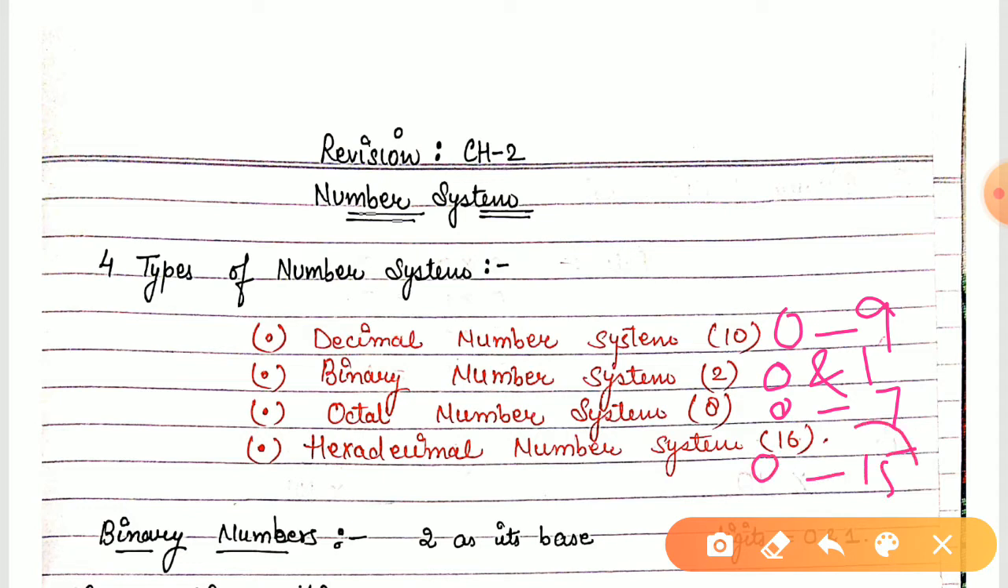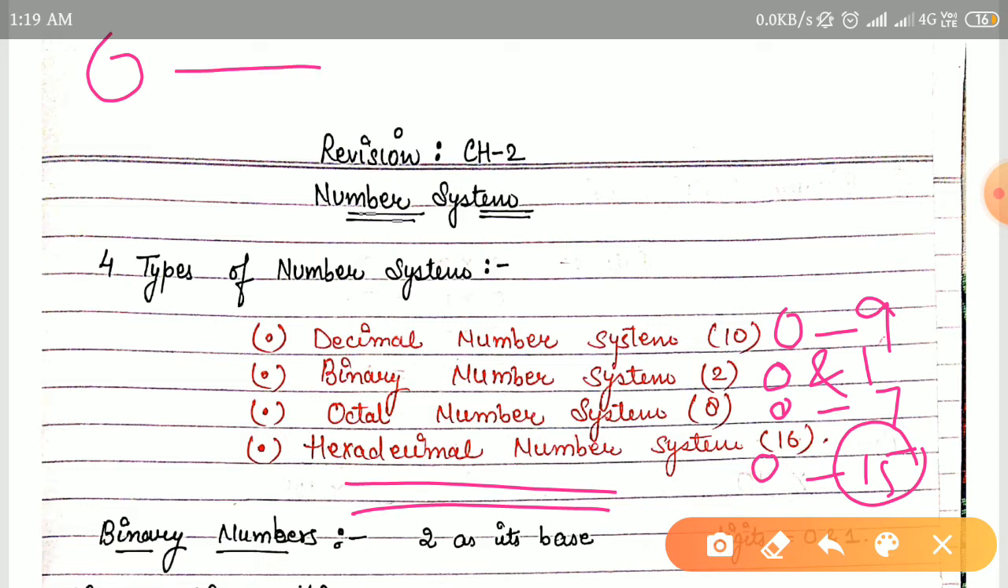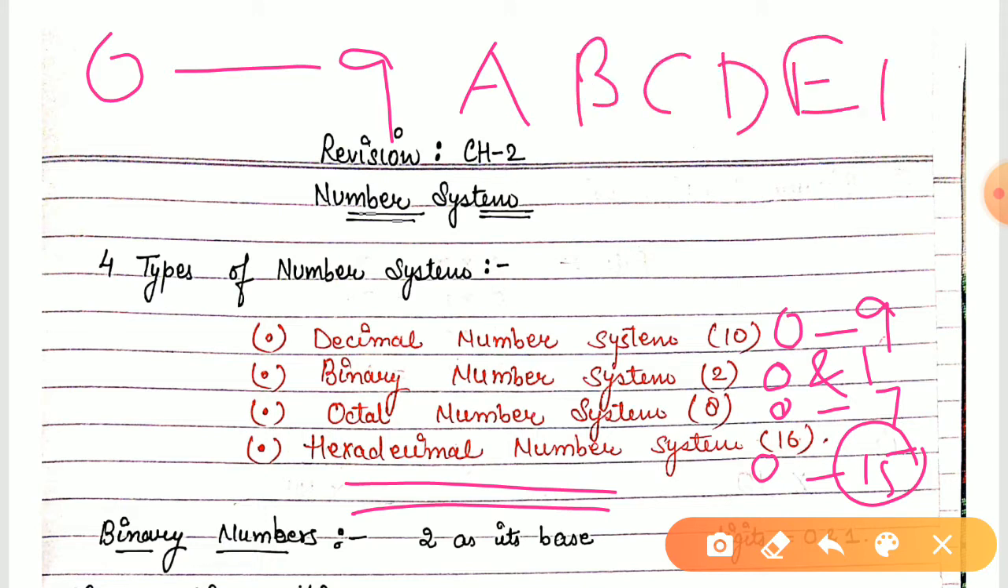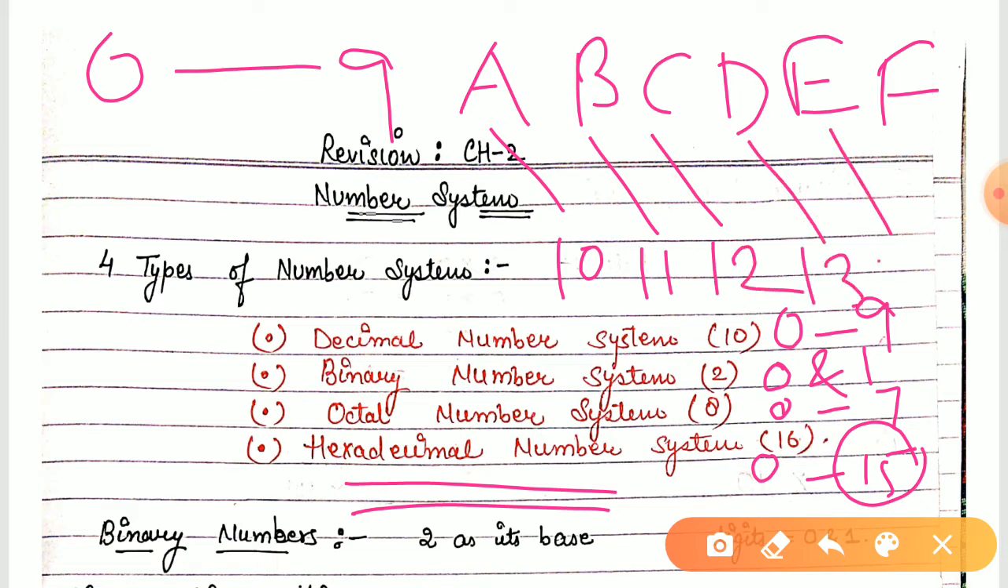But 15 as a digit is not possible now. So for hexadecimal number system what we do is that from 0 to 9 we take as numbers, right? After 9 we start with these letters A, B, C, D, E, F. Now this A represents number 10, B represents number 11, the same way C represents 12, D represents 13, E for 14 and F for 15. Now that is how you are going to store the numbers in your hexadecimal number system.